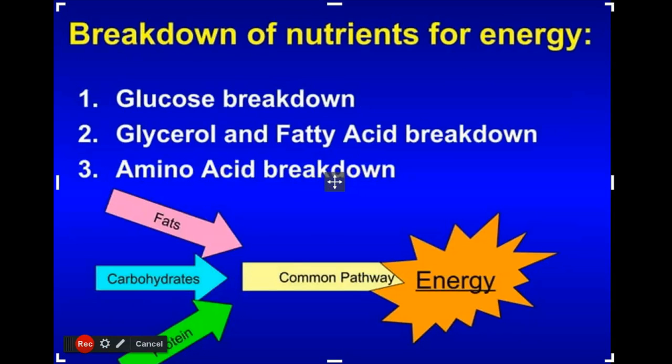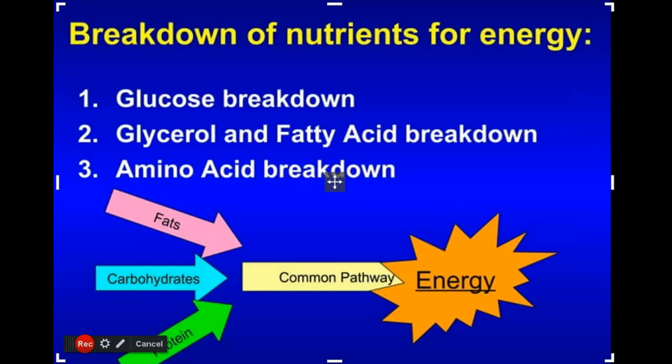Now we will see the breakdown of nutrients for energy. The first is glucose breakdown, the second is glycerol and fatty acid breakdown, and the third and last is amino acid breakdown. They are basically converted into the energy form. Let's move to the next slide.